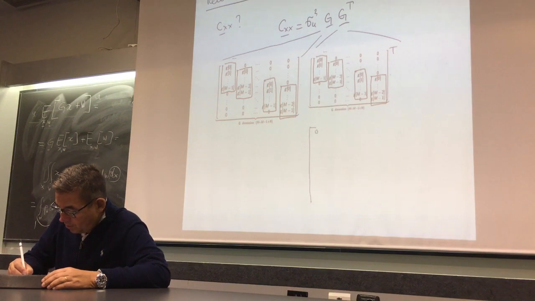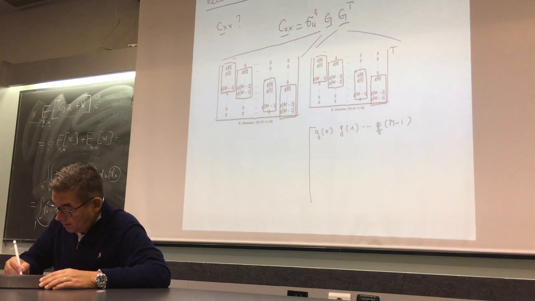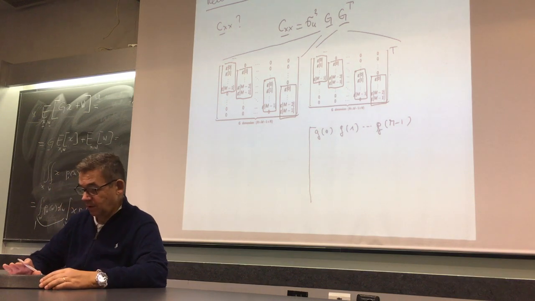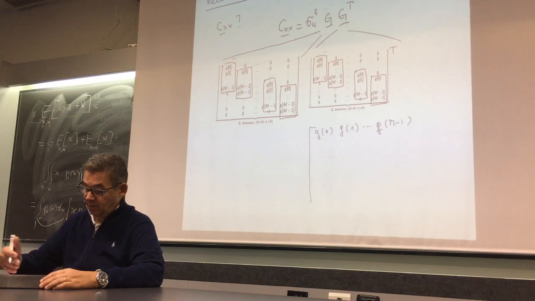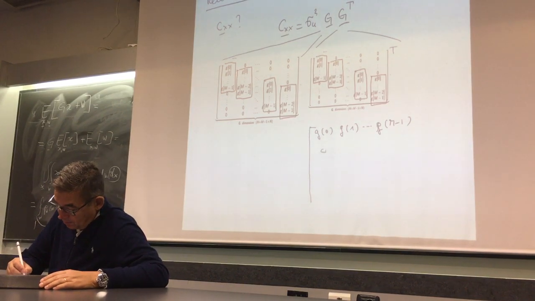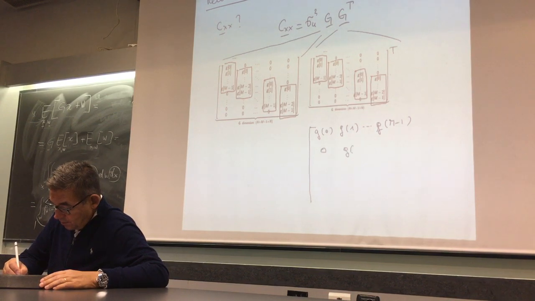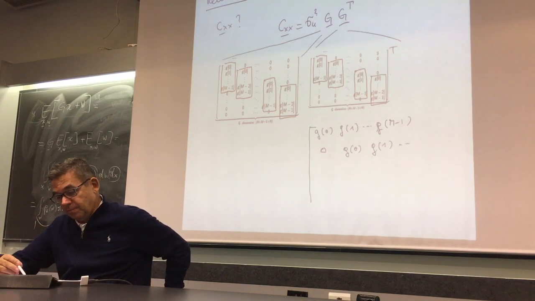So G0, G1, G, and minus 1. Then the second one, okay, so I take this one and I flip it. The second one, I flip it. Okay, so it is 0, G0, G1, and so forth. Now, let's see the meaning.